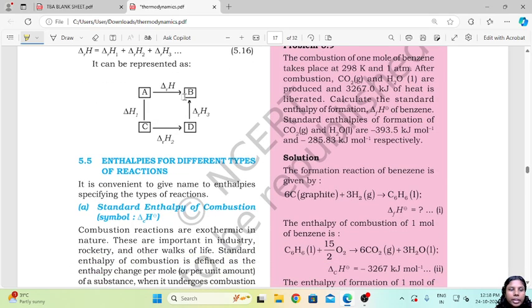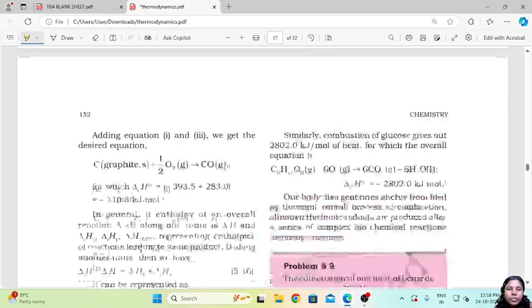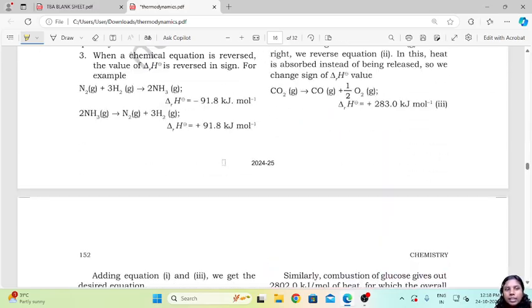We can represent this with A, B, C and D. Say our reaction starts here and goes from here to here, we have one enthalpy. Then going from here to here, we have another enthalpy. To find the standard enthalpy, we have to find the sum of all of these other enthalpies. So that was Hess's law.